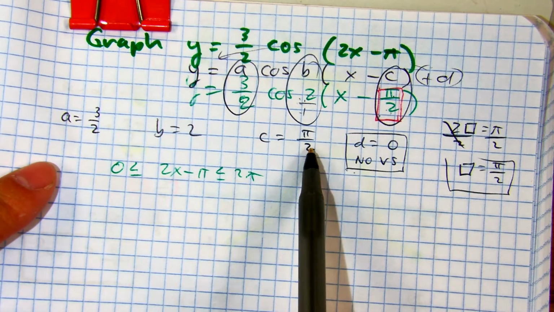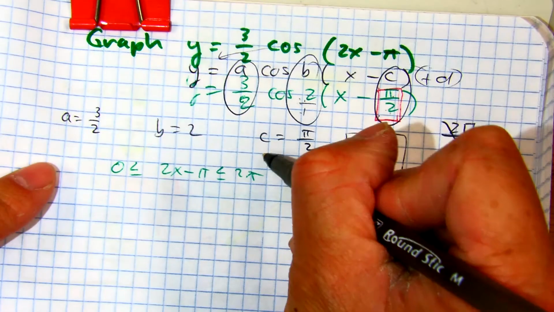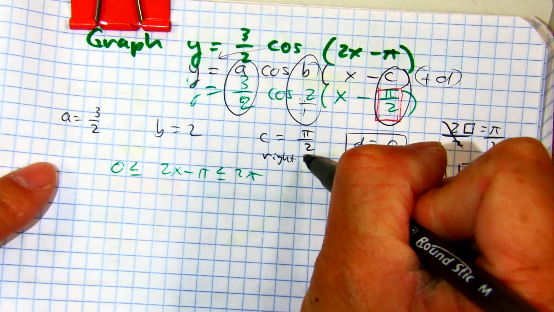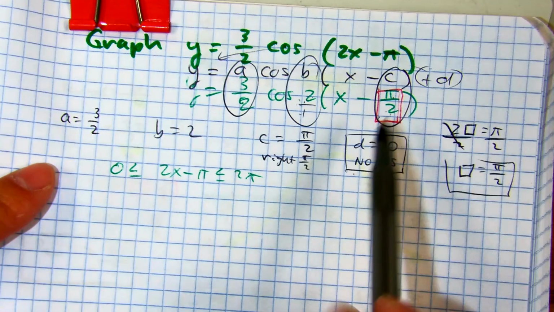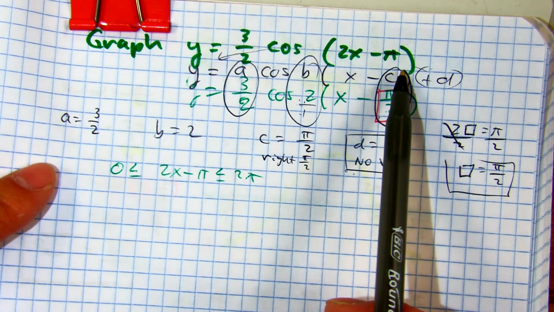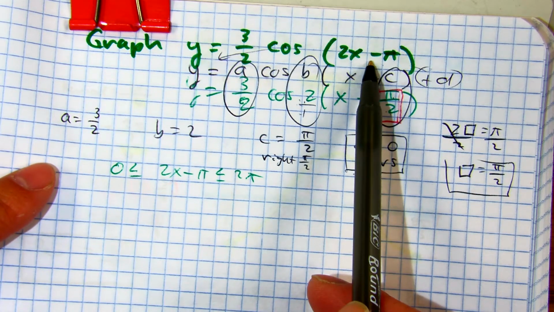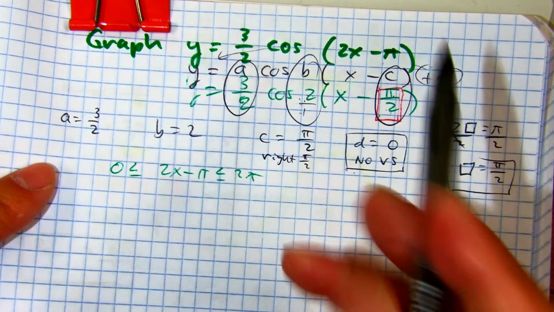Pi over 2, left or right? It's going to go right. Remember, add to x, go left. Do you see adding right here? No. So you're not going left, you're going towards the right.